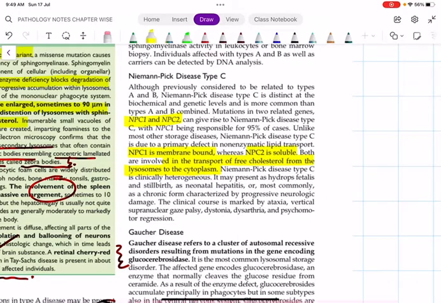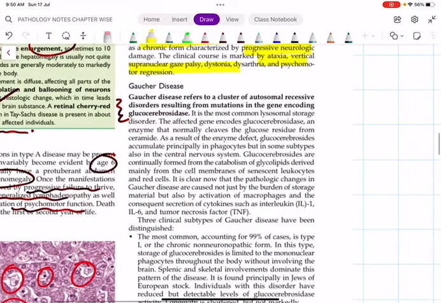So when this is defective, what will happen? There will be excessive accumulation of cholesterol within the lysosomes because it cannot be transported into the cytoplasm. The patient may have hydrops fetalis, that is intrauterine death. There will be progressive neurological damage, ataxia, supranuclear gaze palsy, muscle wasting, psychomotor regression. But the important thing to remember: NPC1 and NPC2 help in transport of free cholesterol from the lysosomes to the cytoplasm.